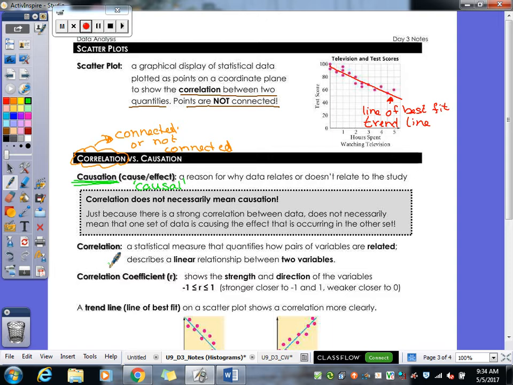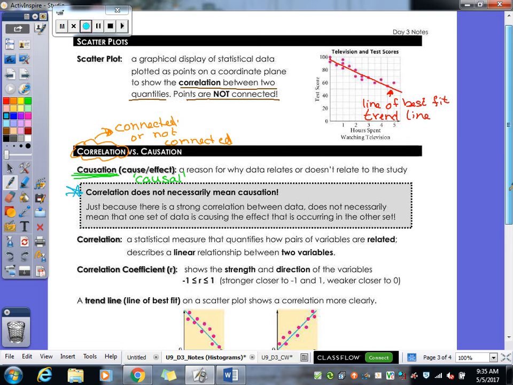Another good one that they like to ask is a rooster crowing and the sun rising in the morning. Again, there's a strong correlation there. They do generally happen at the same time, unless you happen to have like a blind rooster or something and you can't tell when the sun's rising. But you hear roosters crowing like at midnight. But it's not causal. The rooster crowing does not cause the sun to rise in the morning. They're just correlated. They happen at the same time usually. So that's what this little paragraph here means. Correlation does not necessarily mean causation. Just because there's a strong correlation between two data points does not mean that one forces the other one to happen.